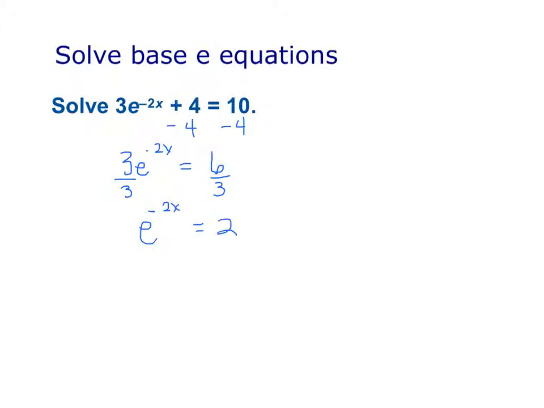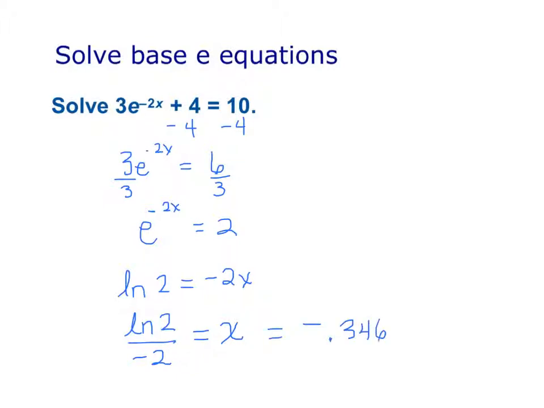And I'm going to write that as a log, right? So I have the log base e of 2 equals negative 2x. And I'm going to divide both sides by -2. So I have the natural log of 2 divided by -2 equals x. And I'm reaching for my calculator because natural log has its own button. So the natural log of 2, closing the parentheses, divided by -2 is -0.346573. And that's how you solve that one.